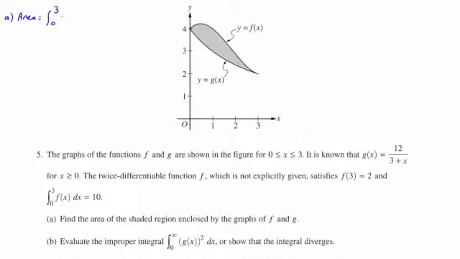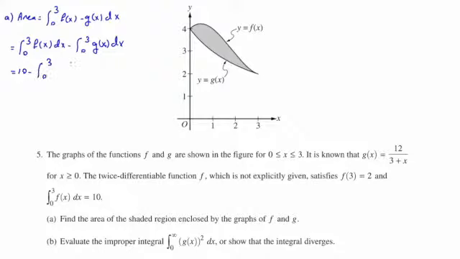F is on top of g, f of x minus g of x dx, and we can separate it: integral from 0 to 3 of f of x dx minus integral from 0 to 3 of g of x dx. The integral from 0 to 3 of f of x dx is equal to 10, minus the integral from 0 to 3 of g of x, which is what?